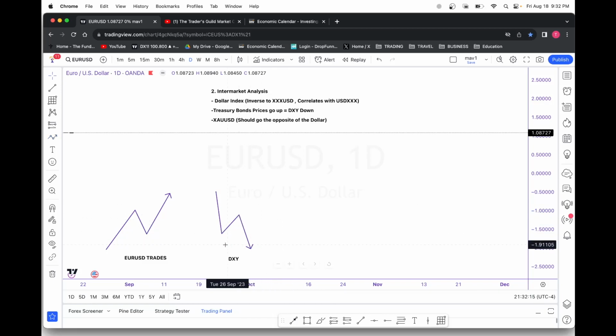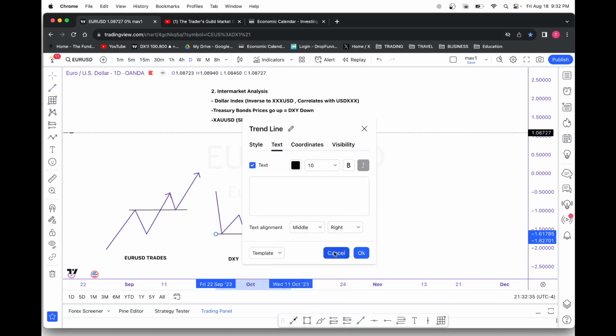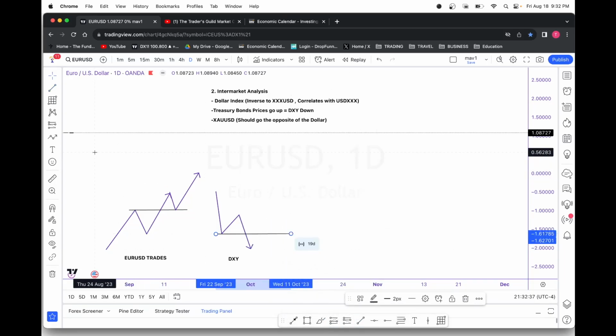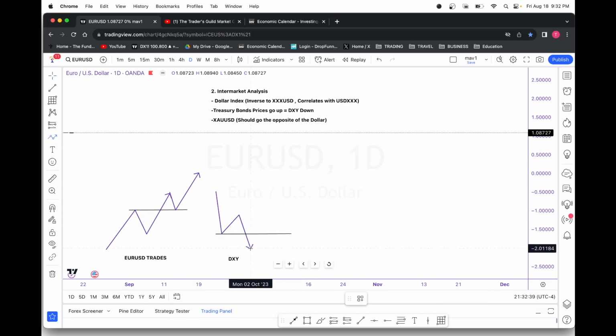Now, if this has already been happening, what I expect next on Euro USD is I would expect Euro USD to do this, to come down, create a higher low, and then continue higher. So that means when I go compare it to the dollar, the dollar should be doing this. So I'm going to compare the two.